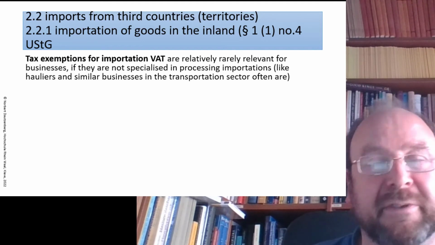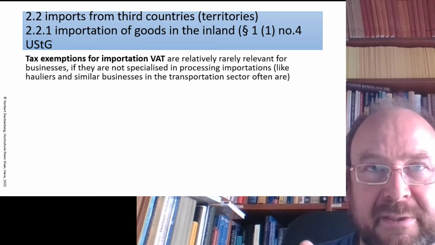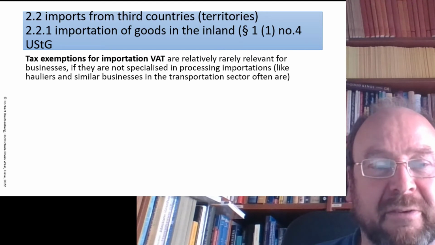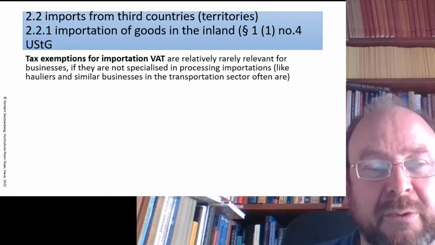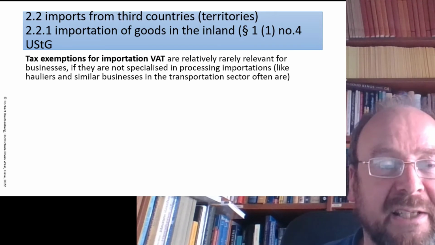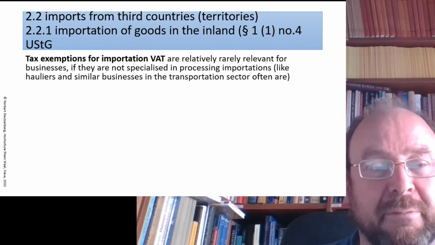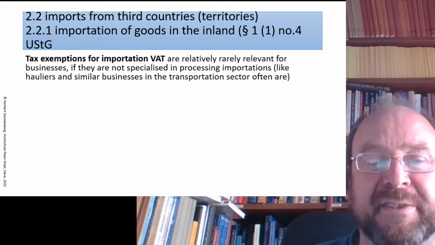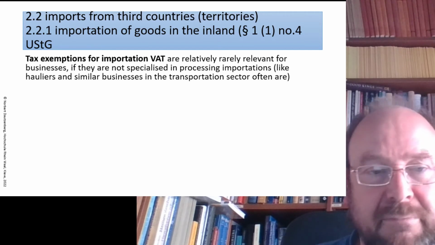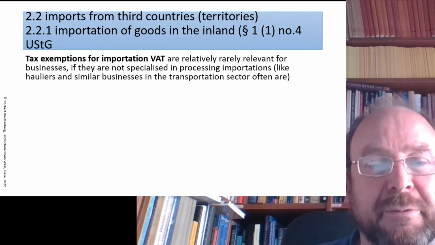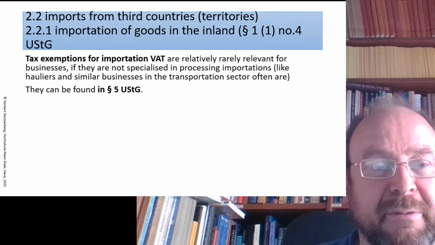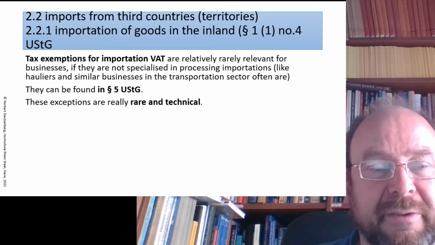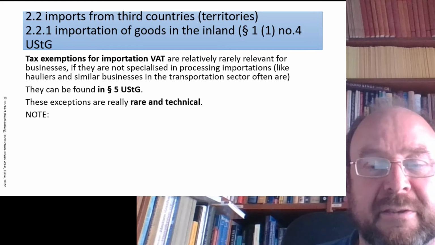Second thing is the place of importation. It is there where the customs code of the EU says it. So if there is no special arrangement, it is where the good crosses the border, or if there is a special agreement, then when the importation duties become payable. Okay, so tax exemptions are relatively strange and rare, and so we don't have to bother about them. If somebody wants to look them up, they will be found in paragraph 5 of the UStG. They are, as I said, rare and rather technical.